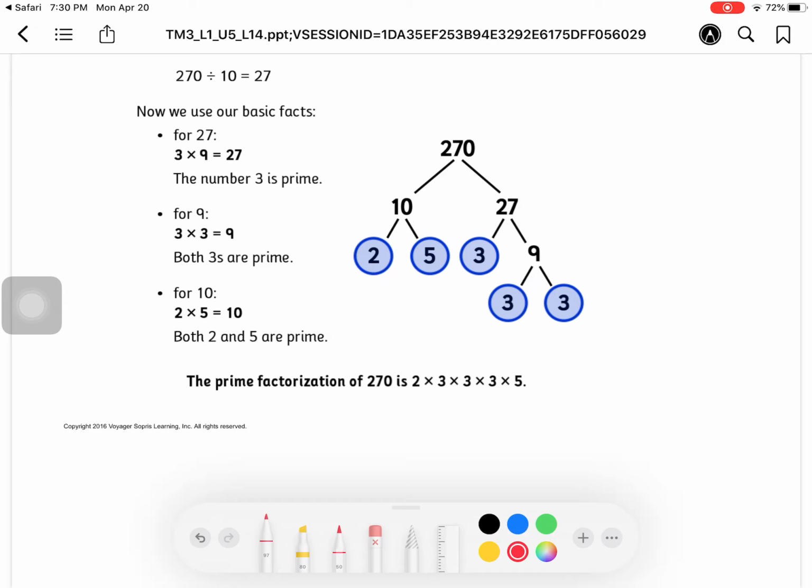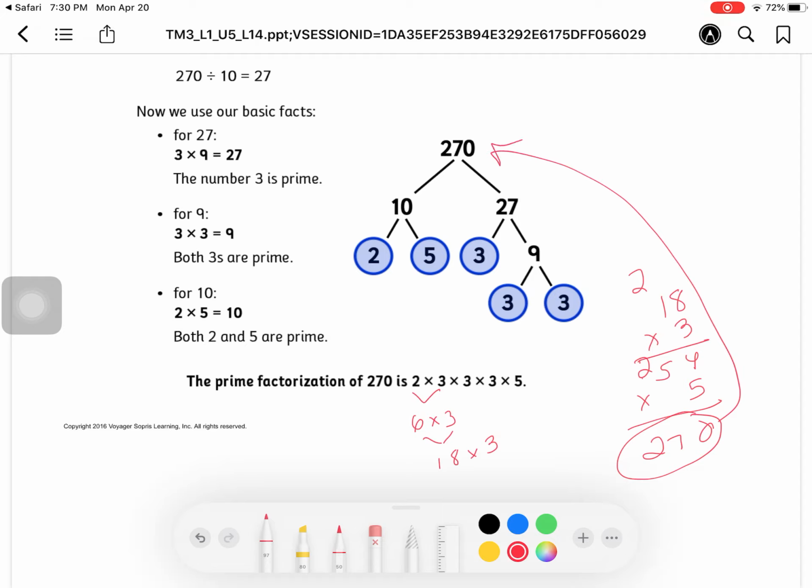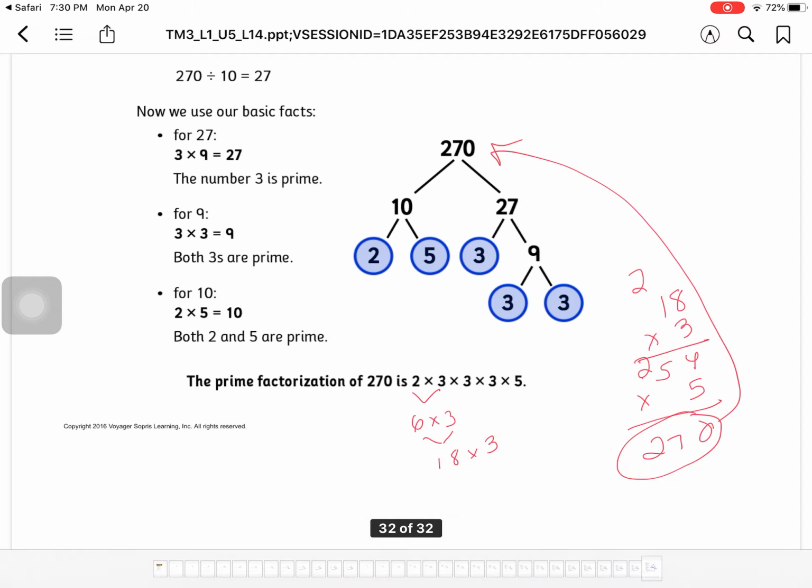Remember, if I wanted to check this, I could do 2 times 3 is 6. 6 times 3 is 18. 18 times 3 I would have to do, so this is 24. That makes 54. And then 54 times 5 would be 20, 5 times 5 is 25, 26, 27. So then I end up with 270, which matches up at the top there.